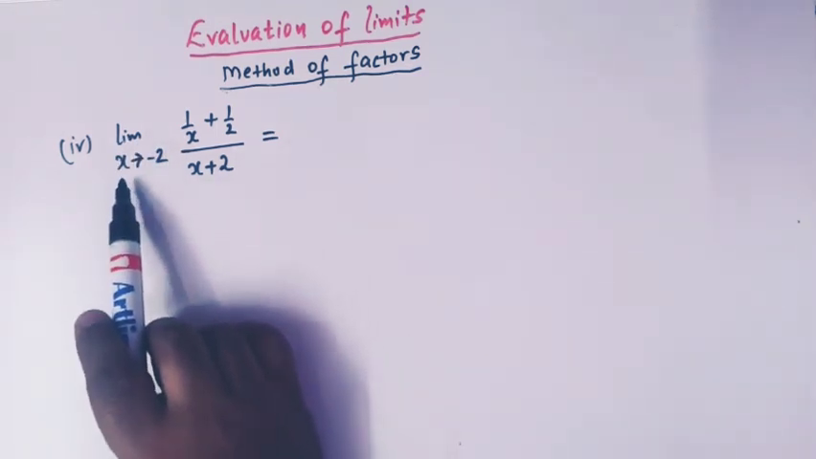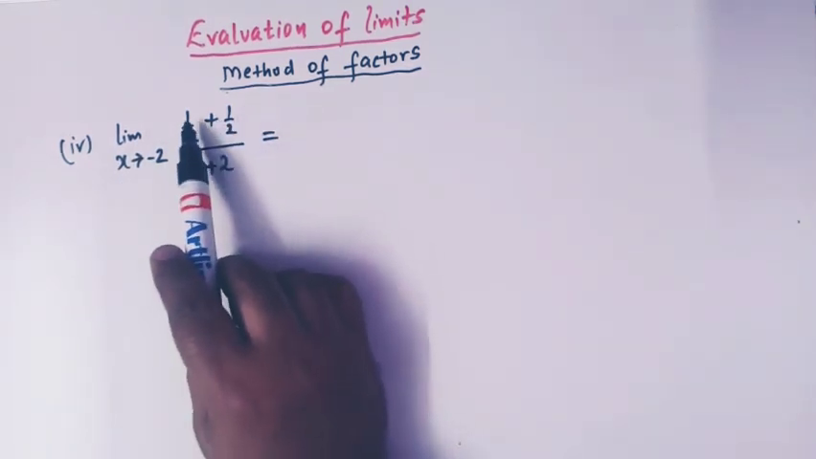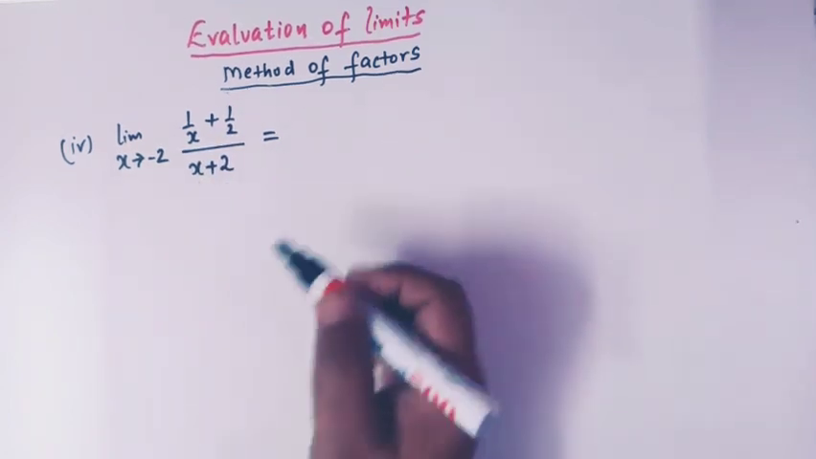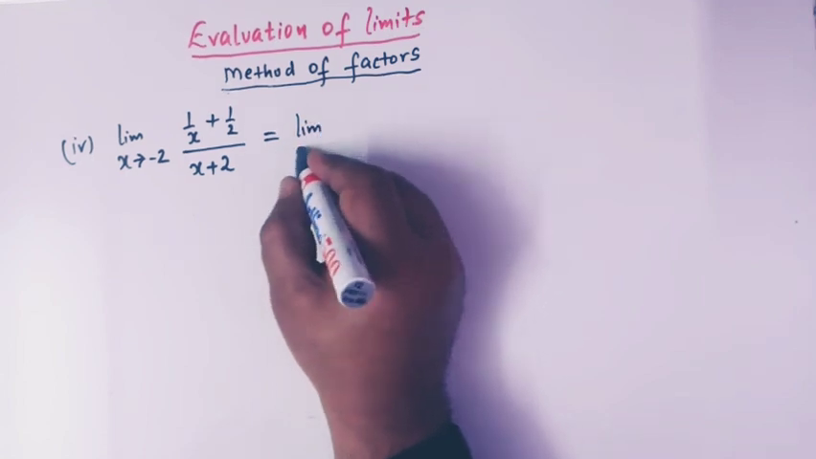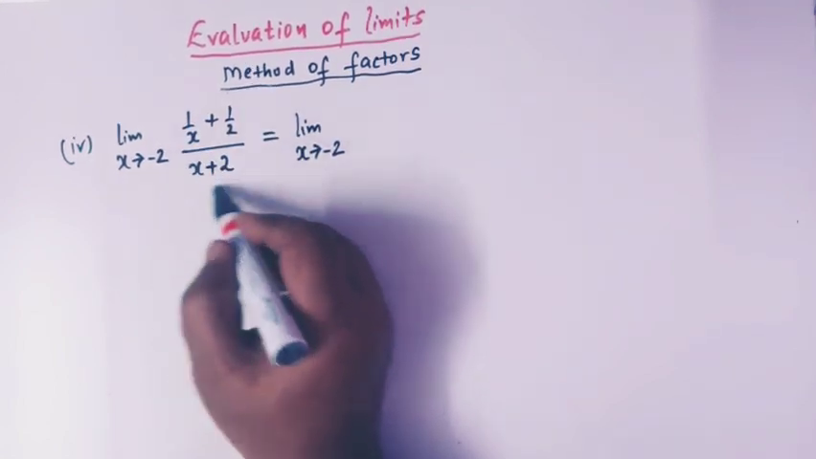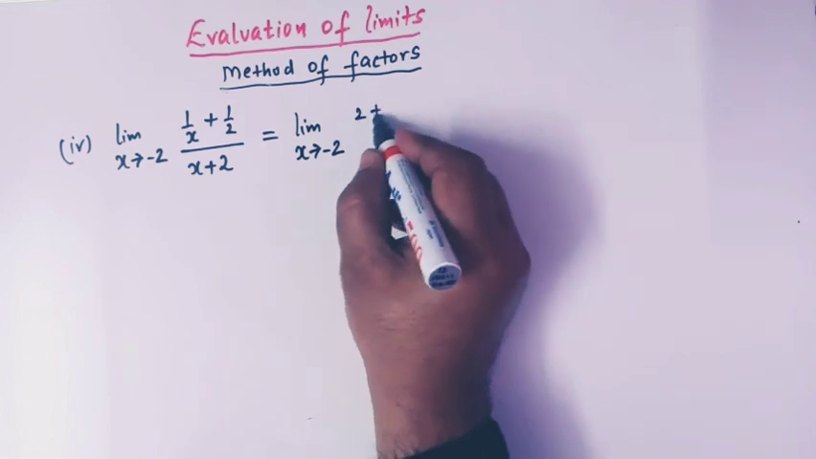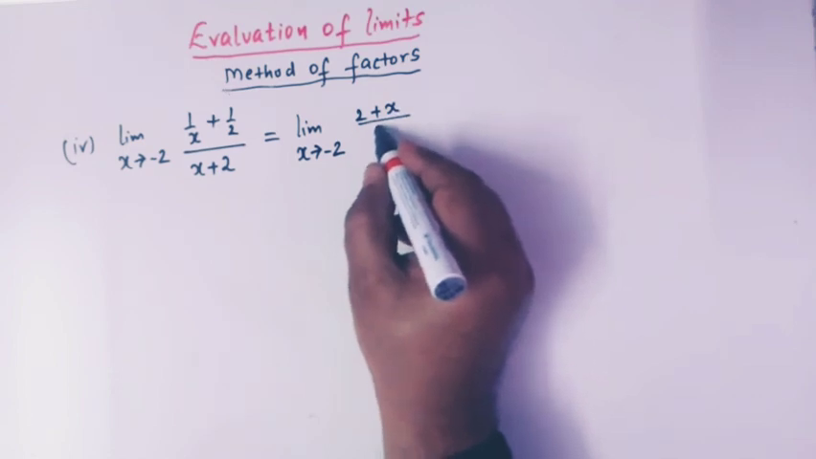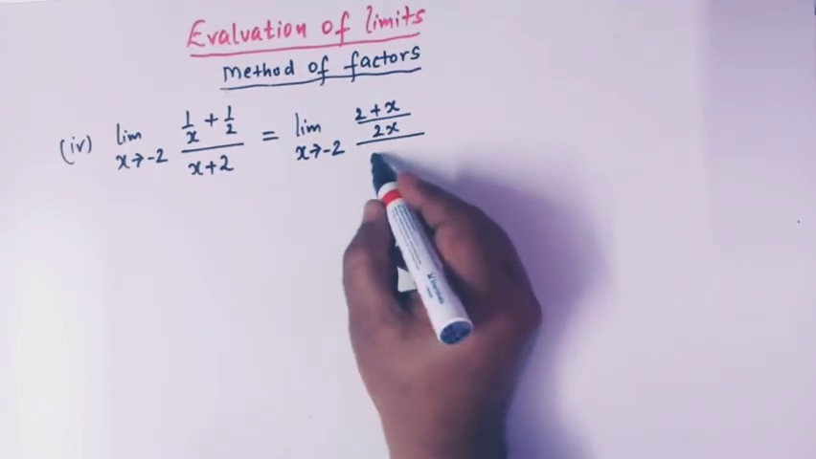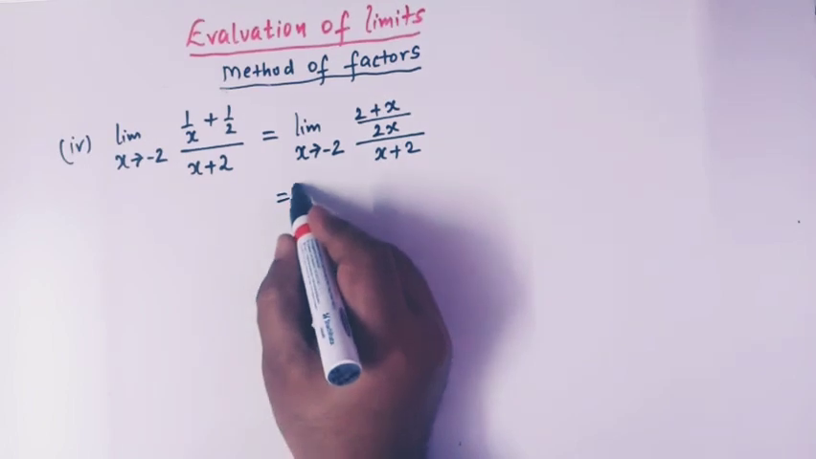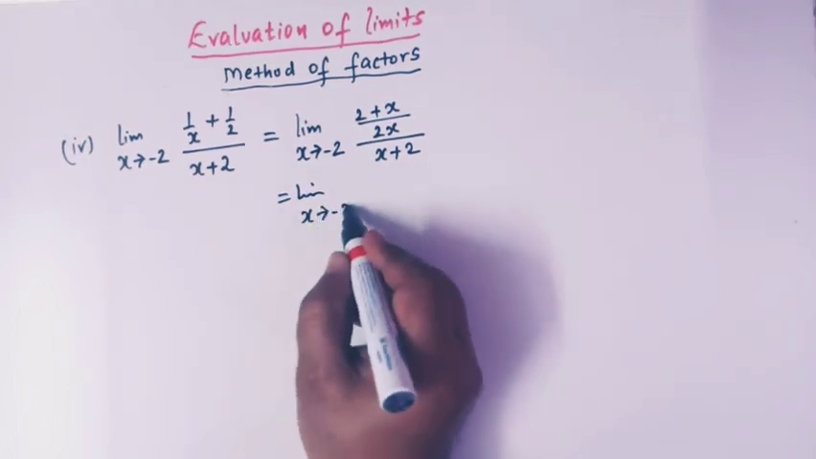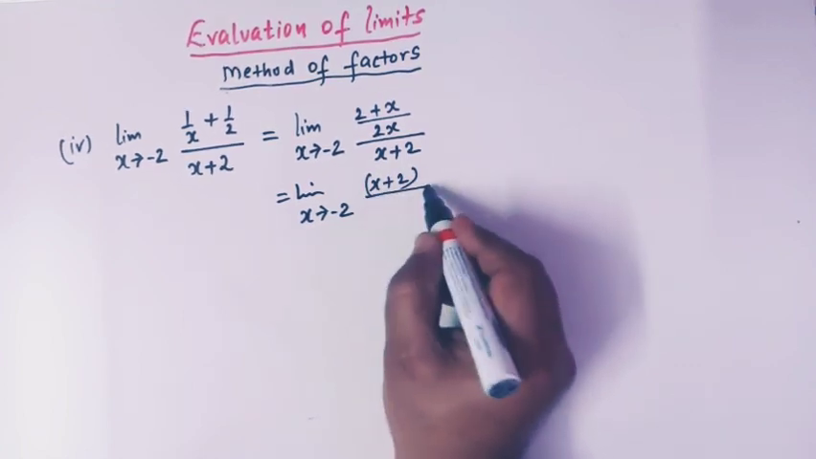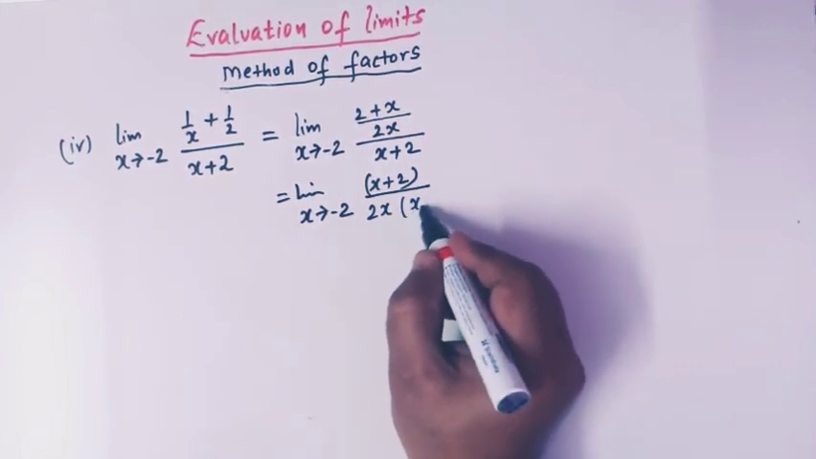Here we have limit x tends to minus 2 of (1 over x plus 1 over 2) divided by (x plus 2). So here we can write this expression as 2 plus x, taking the LCM of x and 2. We have (2 plus x) divided by 2x, and divided by x plus 2, right? So here this is limit x tends to minus 2. 2 plus x can be written as x plus 2 divided by 2x times (x plus 2).